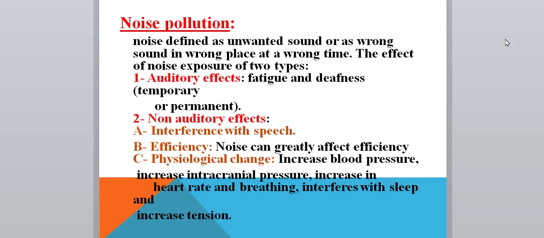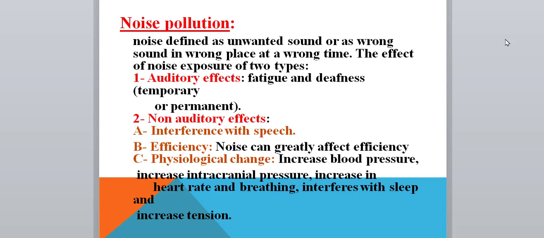Now, after air pollution and water pollution, let us come to another important one, pollution by noise. Noise is defined as unwanted sound or wrong sound. Unwanted sound is better understood when the human being becomes unsafe, unstable: it is wrong sound in the wrong place and at the wrong time.